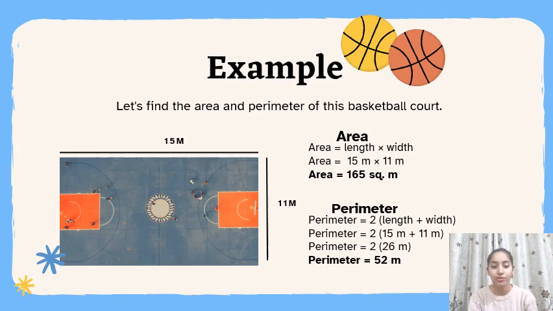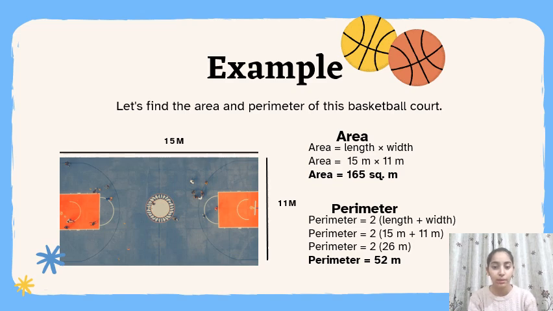Here we have an interesting question to solve. The question is, let's find the area and perimeter of this basketball court. This basketball court is in the form of a rectangle. It has length and width. The length is 15 meter and the width is 11 meter.